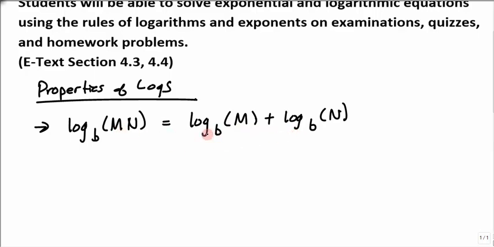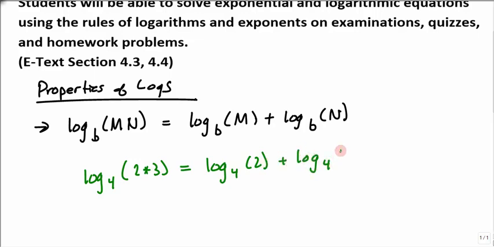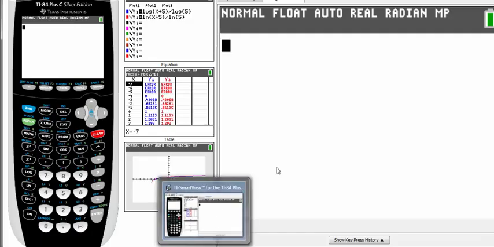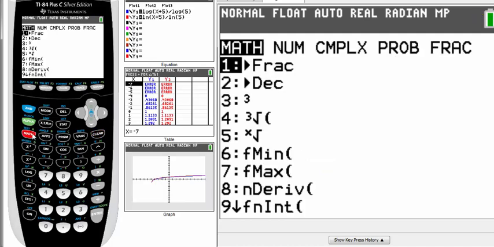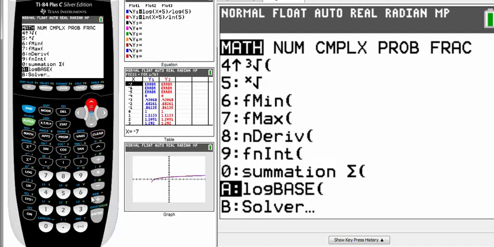Now, this works with numbers as well, so let's make up some numbers here. Let's look at log base, let's say 4 of 2 times 3. That should be equivalent to log base 4 of 2 plus log base 4 of 3. So let's grab our calculators and see if that works. Remember, if you have the log base key, you can use that. So I'm going to use my log base key, and I'll also show you the conversion as well.